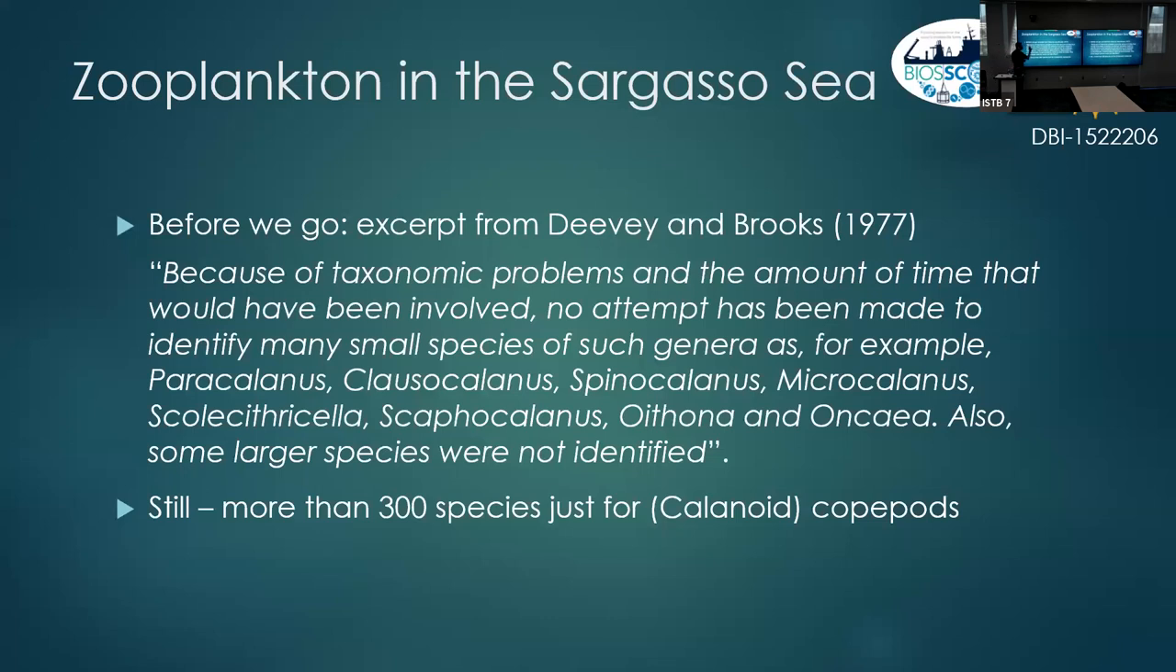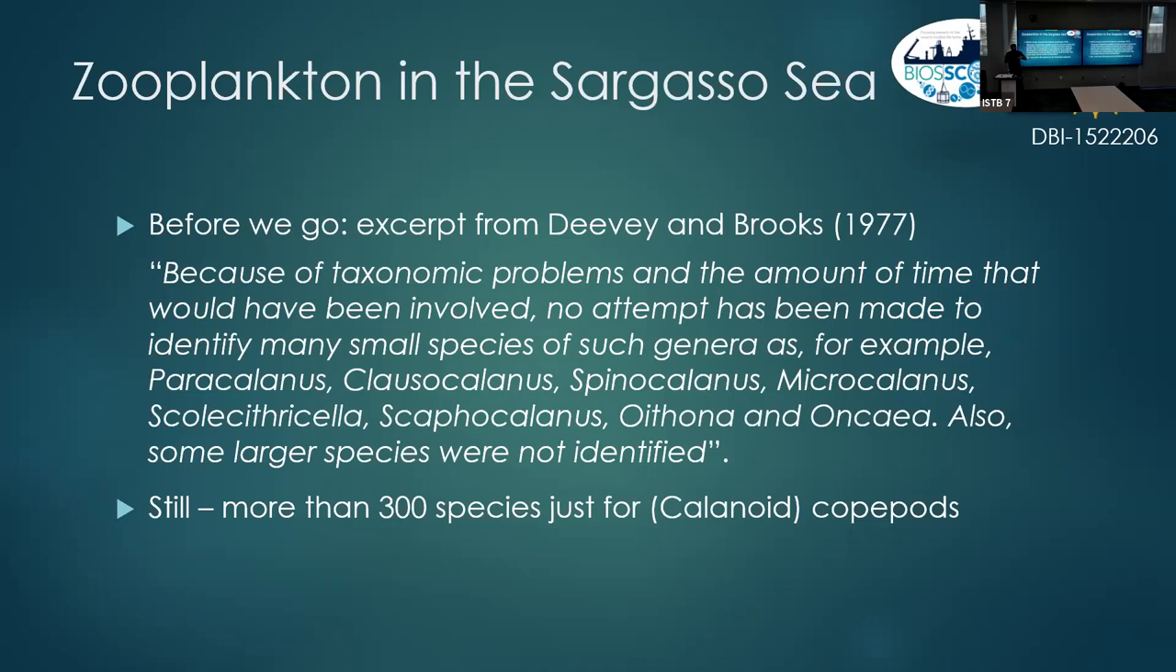I'm going to talk about the zooplankton where I'm working, as Peter said, in the Sargasso Sea. But before I show my data, when I started to read all the literature from the Sargasso that started in the 30s, I want to show this excerpt from Deevey, Georgiana Deevey, working in Bermuda in the 60s, and Paffenhöfer. I think these are the last taxonomic or population dynamics papers really following species in the Sargasso. It says that because of the taxonomic problems and the amount of time that would have been involved, no attempt has been made to identify to species such genera as, for example, Paracalanus, Clausocalanus, Spinocalanus, Microcalanus.